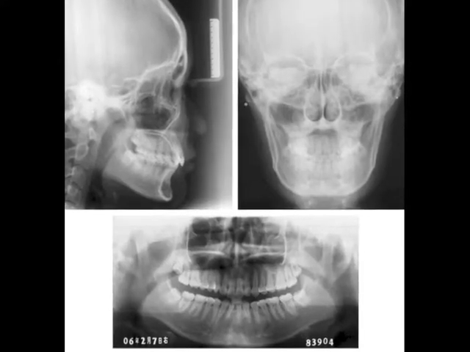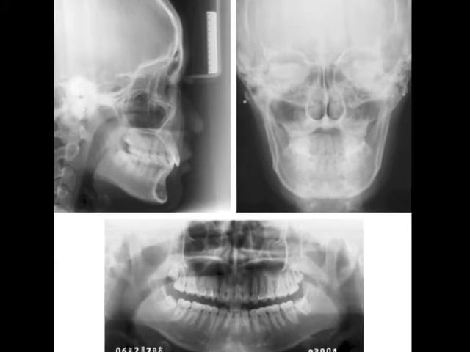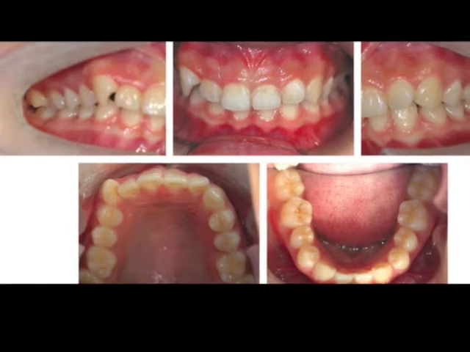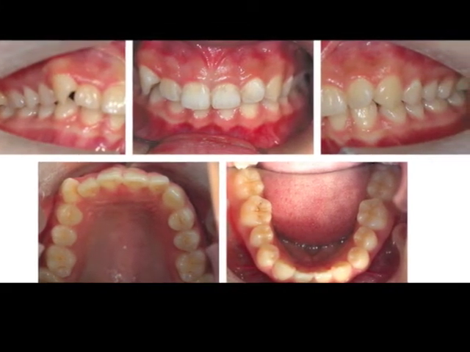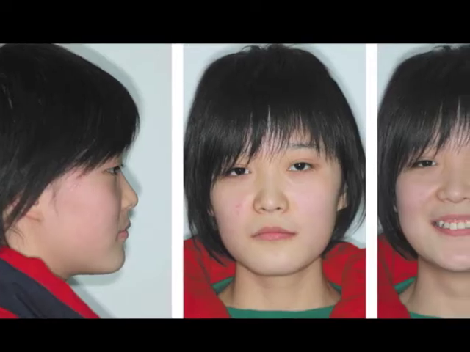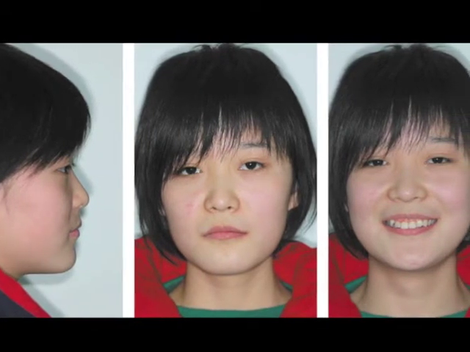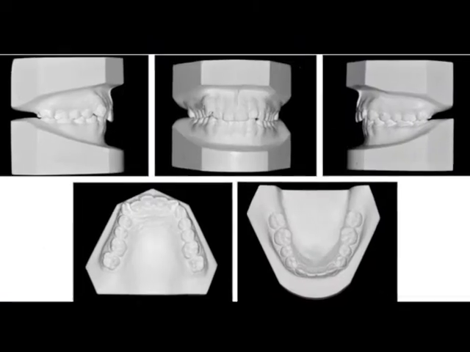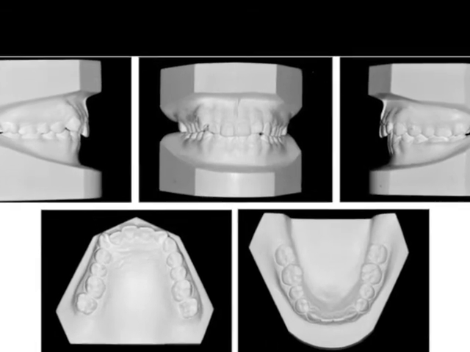In the initial examination, this Chinese girl was 15 years of age with no growth expected. Her Class 1 malocclusion was characterized by congenitally missing mandibular central incisors. Pre-treatment facial photos show a well-balanced symmetric face with normal vertical proportions. The anterior overbite is deep, with maxillary incisors overlapping the lower incisors by 50%.